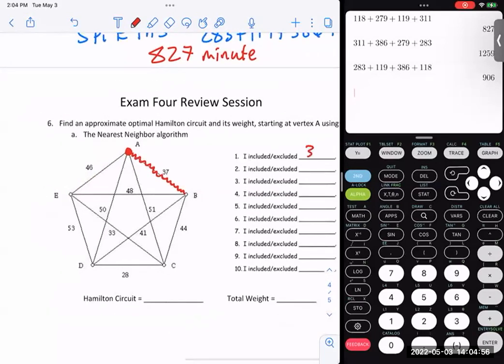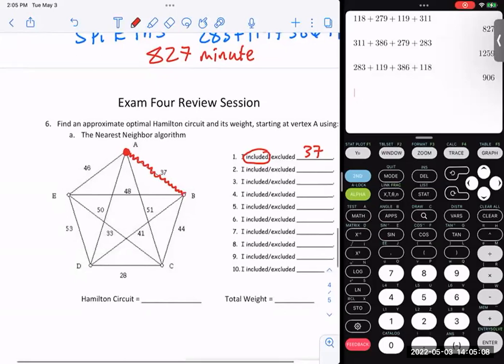So this is just how I choose to show my work. It's just to say I'm going to include that edge. Which means if I was at A and now I've traveled that edge that's labeled 37, now I'm at B. So now I'm going to do the same thing. I'm going to keep traveling to the nearest neighbor. I'm going to keep looking at who's the closest to me, or basically which number from where I'm at is the shortest. And that's the one I'm going to choose.